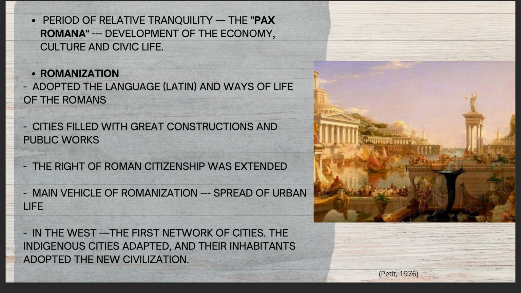Also, it was a period of relative tranquility called the Pax Romana, when there was development of the economy, culture, and civic life.